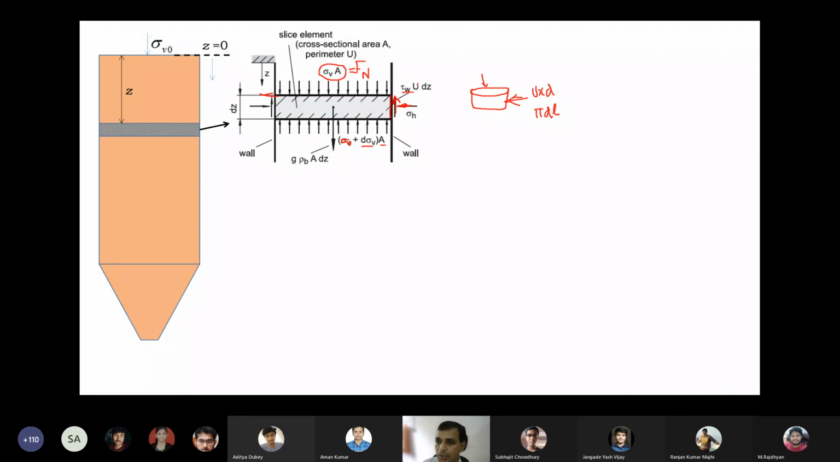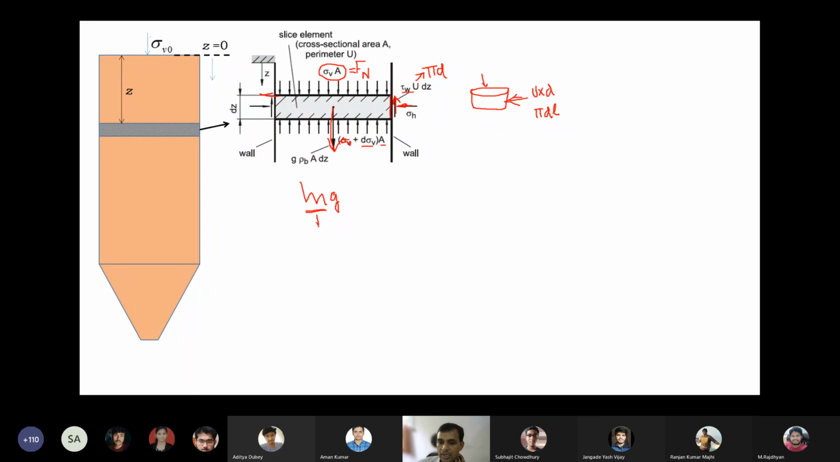right? So here u is pi d. So that's the shear stress. And for this element, gravitational force acts. Gravitational force is mg. How do you calculate M? That is the mass of solids in this element.